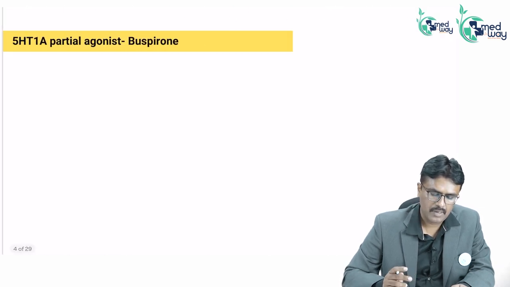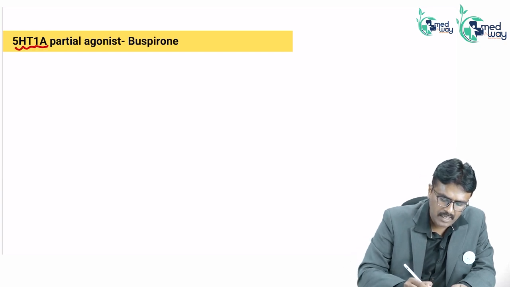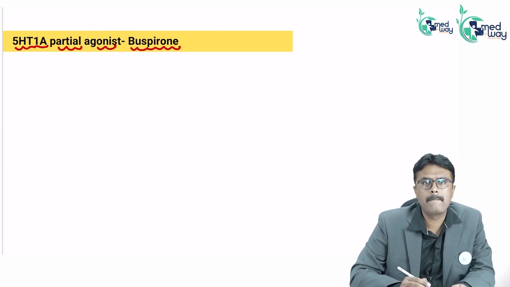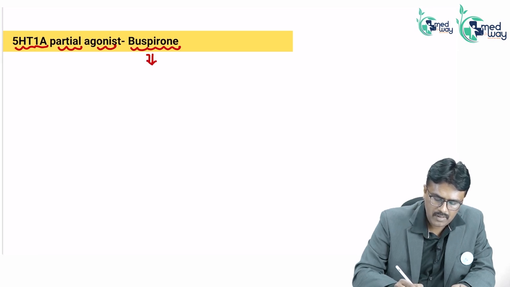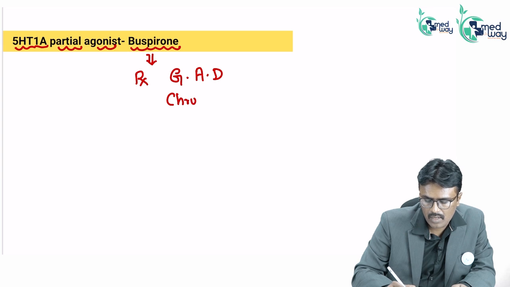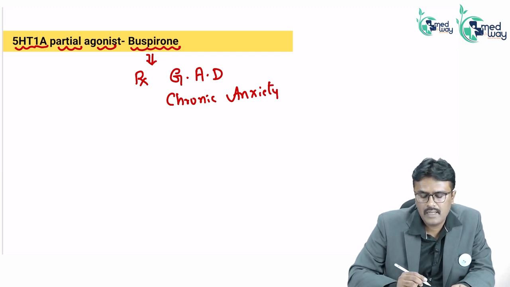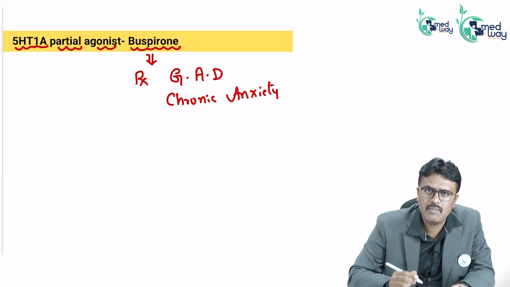Now in serotonin pharmacology, let us start with the receptor 5-HT1. Now 5-HT1A partial agonist, the name of the drug is called buspirone. Now where do I use buspirone? The major use of buspirone is the general anxiety disorder, or it is used in the chronic anxiety conditions. So it is used in the anxiety condition, that is general anxiety disorder and chronic anxiety. The next question is, will this buspirone act or work in acute anxiety? No, it takes time to work.